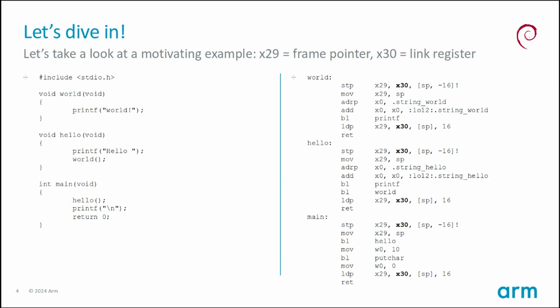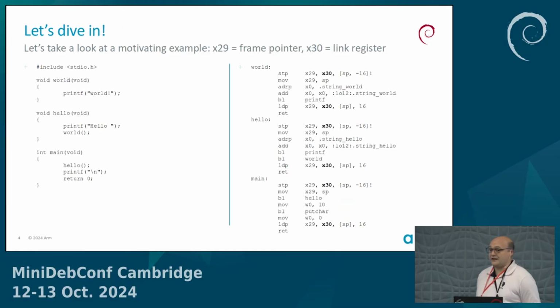On the left-hand side is the C code. On the right-hand side is some slightly simplified assembler, but the right-hand side is pretty much what we get when we compile this program. Now, the reason I'm talking about the assembler is it's easier to see some of the concepts when looking at assembler that I'm going to talk about for FEAT_GCS. So the control flow, predominantly we're going to hello, then we're going to world, then we're going back to hello, then we're going back to main.